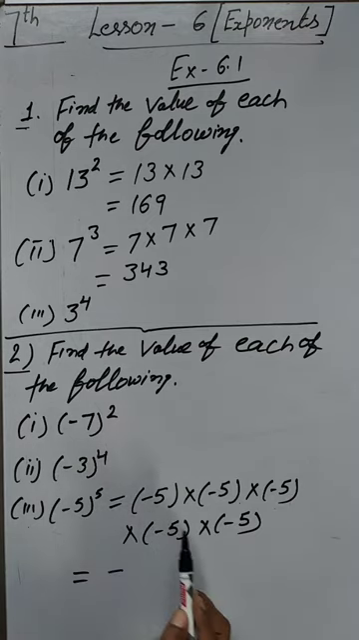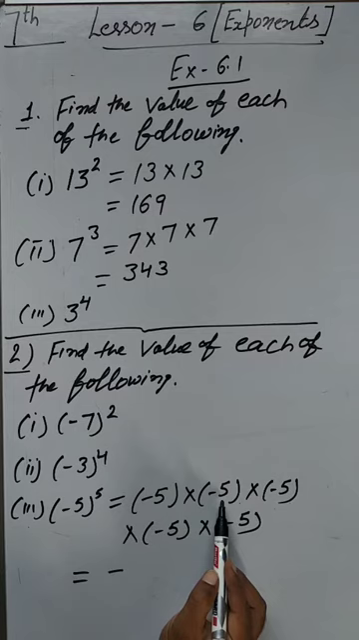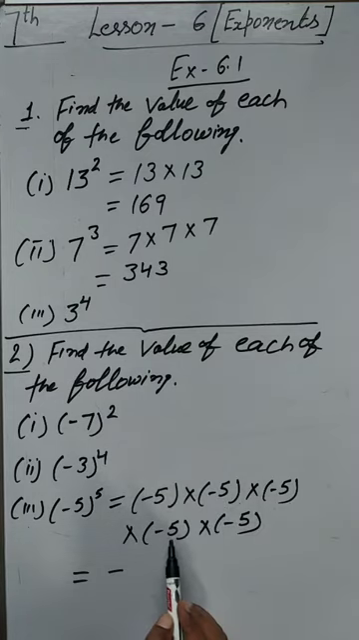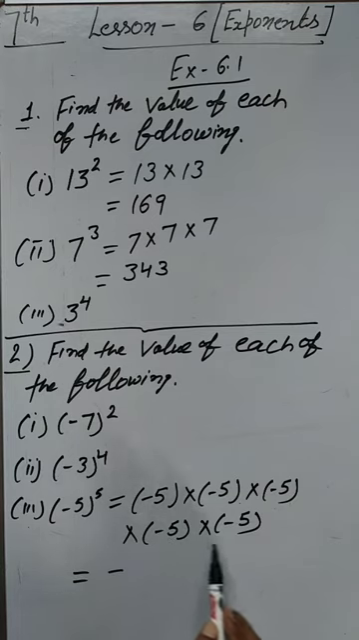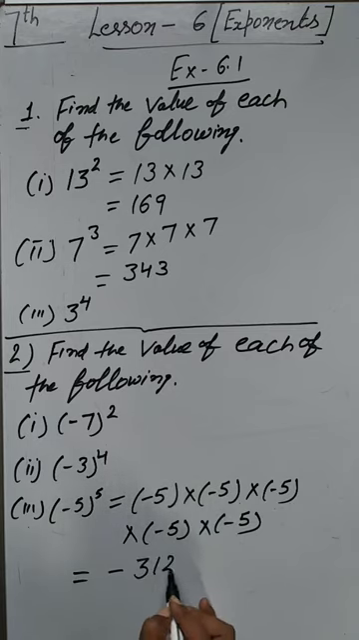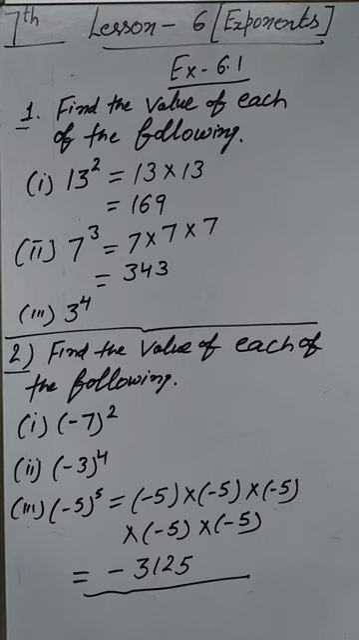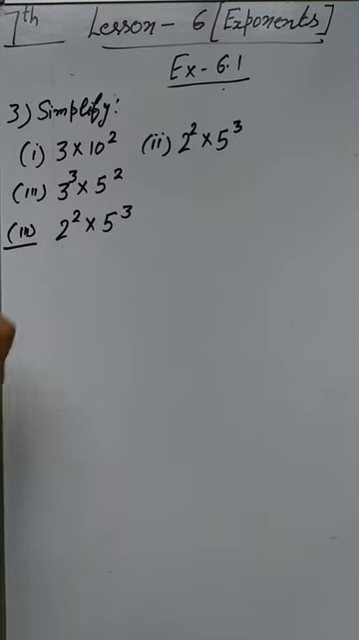Okay. Now multiplying the number 5 multiply 5, 25. 25 into 5, 125. 125 into 5, 625. And 625 multiplied by 5 is 3125. Your answer is minus 3125. Similarly, you can solve the first and second part. Yes beta, question third.